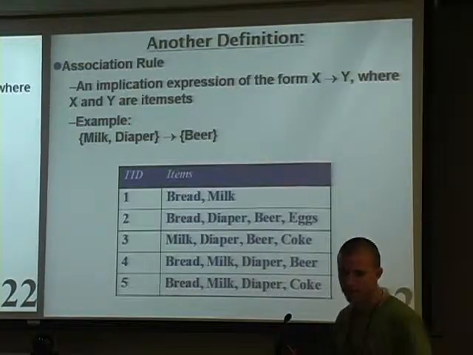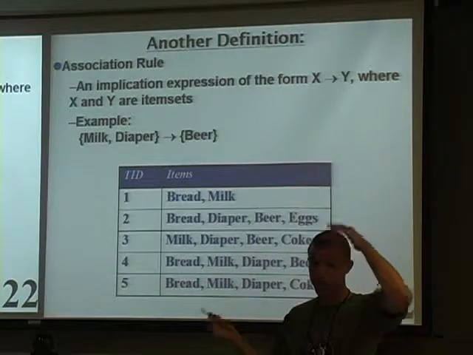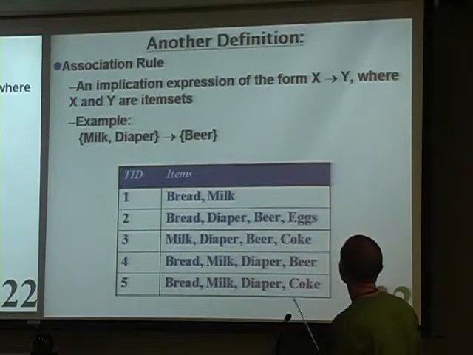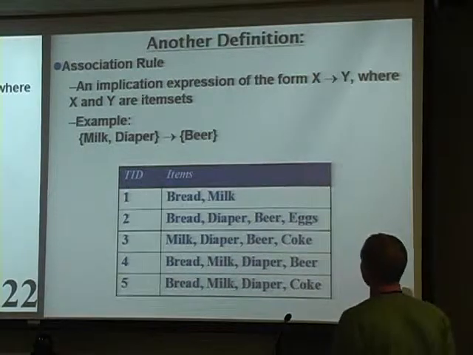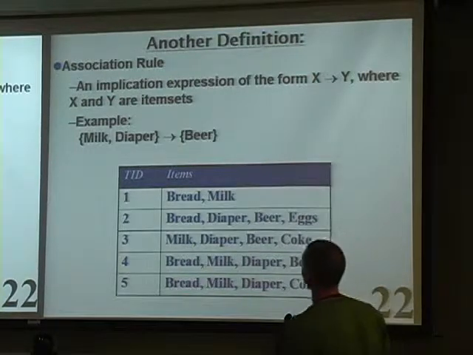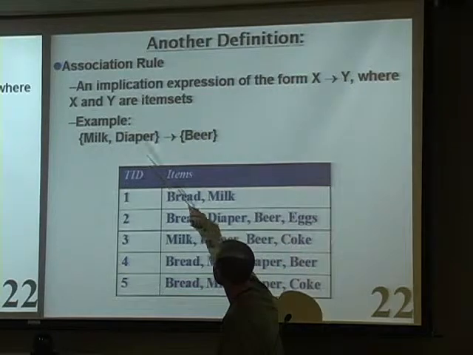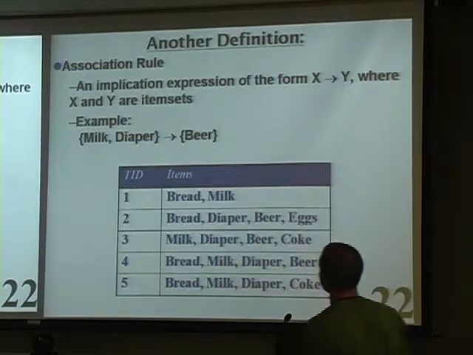Another definition that didn't fit on that slide is what an association rule is. They write it as X implies Y, like an implication. So for example, one item set implies another: milk, diaper implies beer. That's what it is.